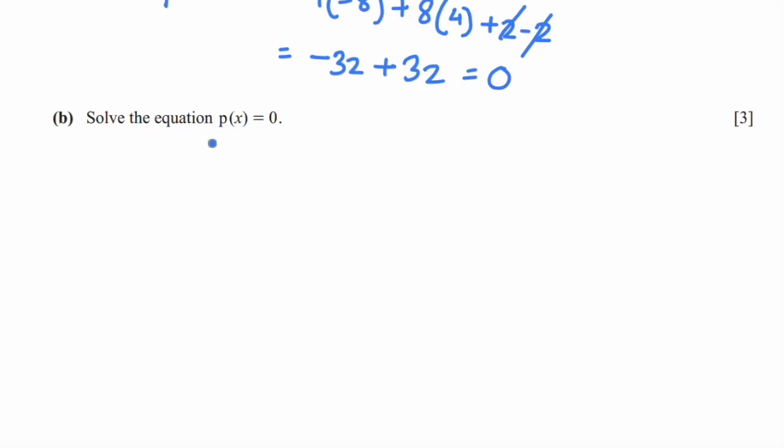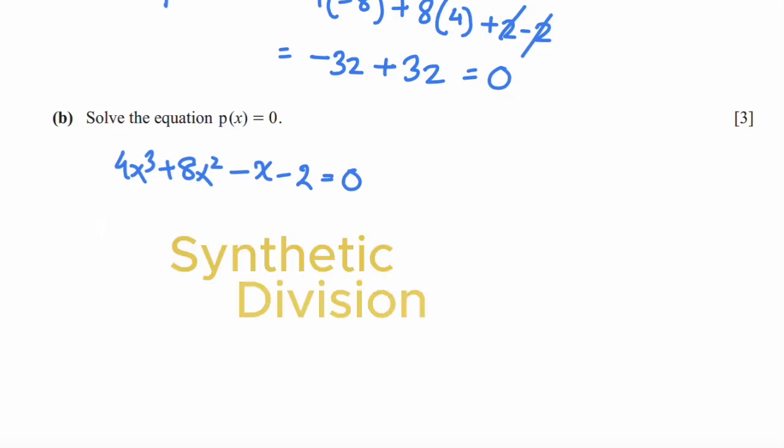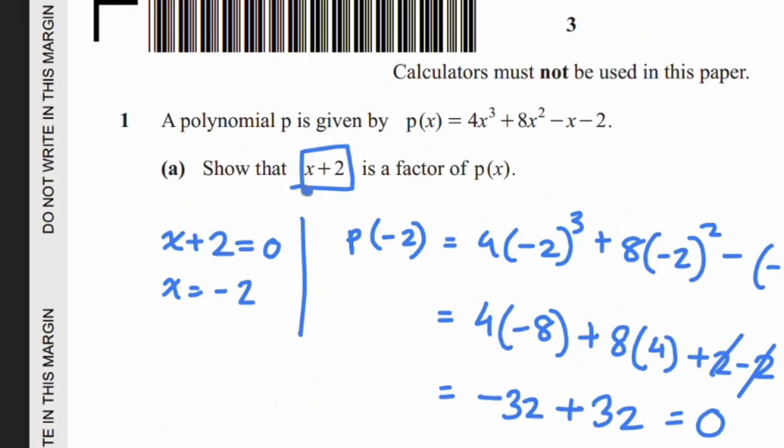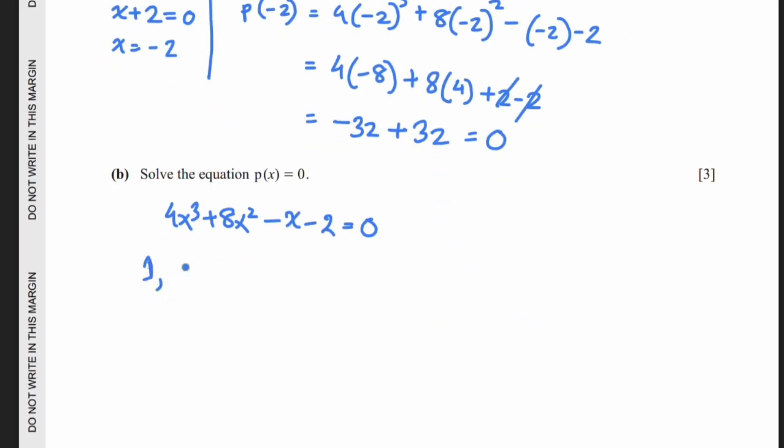Solve the equation p of x is equal to 0. Let's substitute the algebraic expression of p of x here. Now, how do we solve this thing? We solve this thing by first factorizing it. And now, how can we factorize this? We can factorize this by using synthetic division, because we have this as a factor. If we have one factor, we can find out the other two factors by synthetic division. This entire p of x has 3 solutions because the maximum power of x is 3.